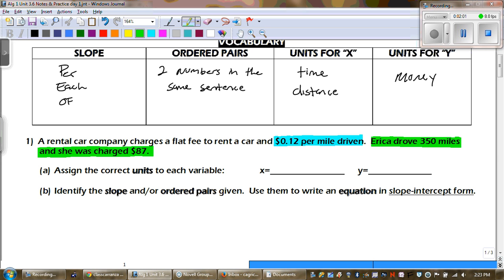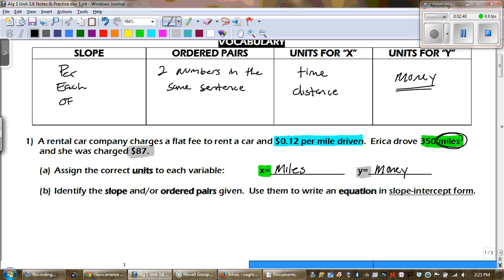So the first thing it says is to assign the correct units to each variable. So what is my x and what is my y? Well, right away, I know that y is money, so I'm going to write money. And x is distance. In this case, they're talking about miles.